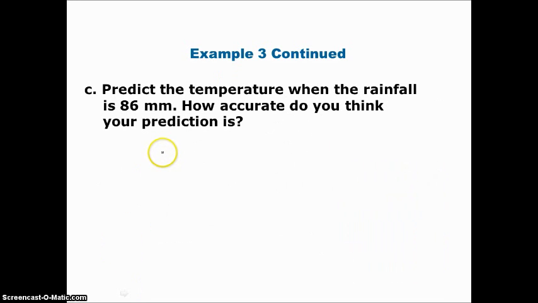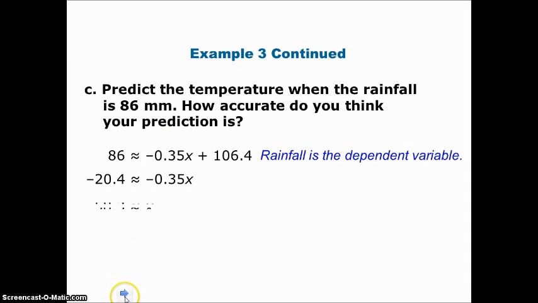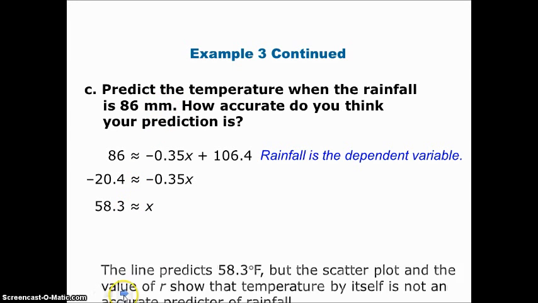So we could predict the temperature when the rainfall is 86 millimeters, but it may not be a very accurate prediction because our correlation coefficient wasn't as good as in our last examples. We can use this predictor, and in this situation 86 is our y, not our x, because we're predicting the temperature when the rainfall is 86. But it may not be a very good predictor.